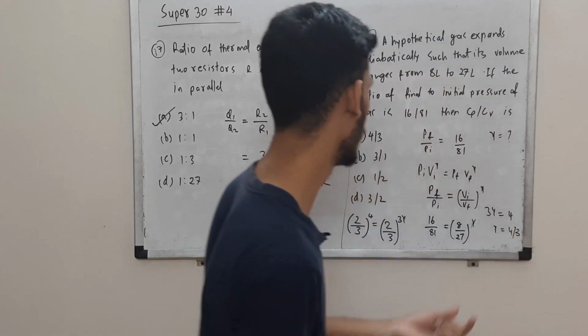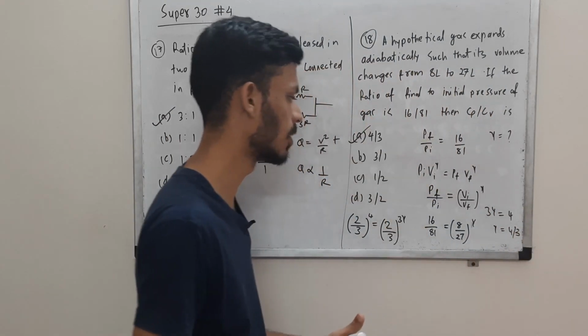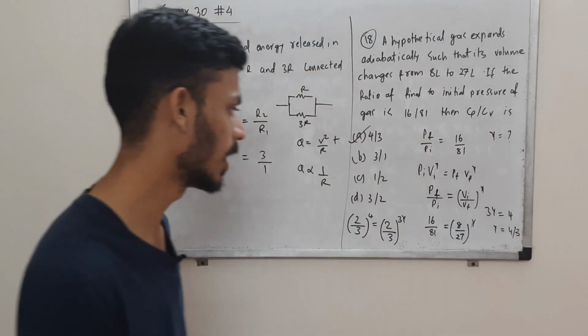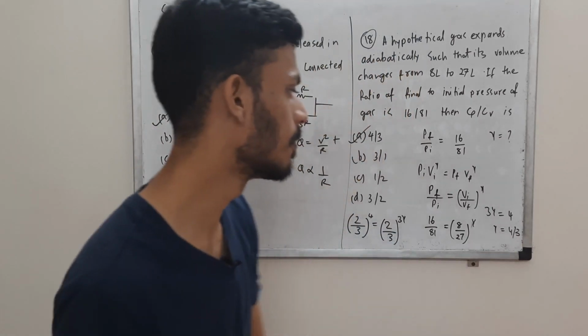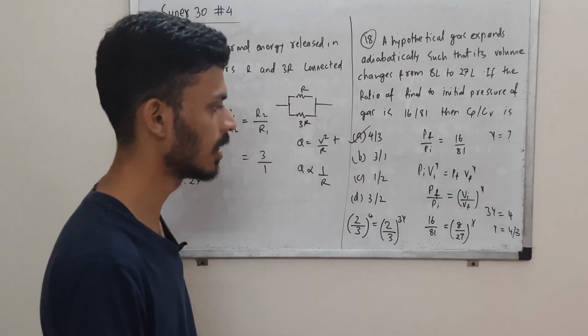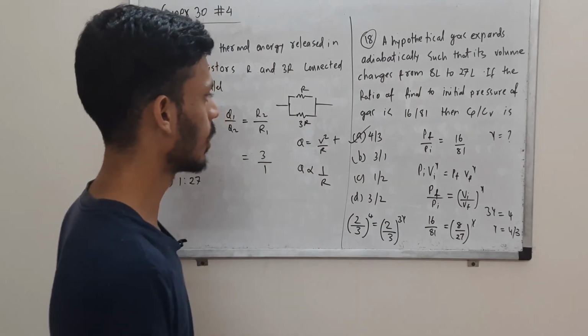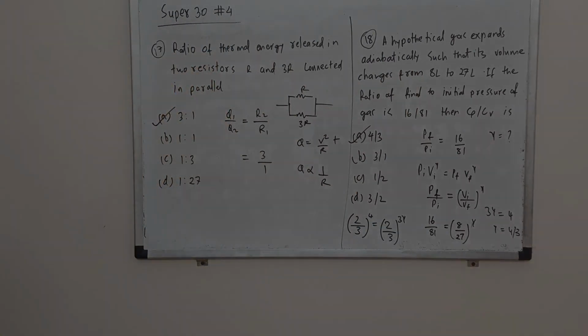Hence this is hypothetical because such a value of gamma does not exist, right? Anyway, the value of gamma that comes from this question is 4 by 3, and that is our correct choice. Over to the next one.